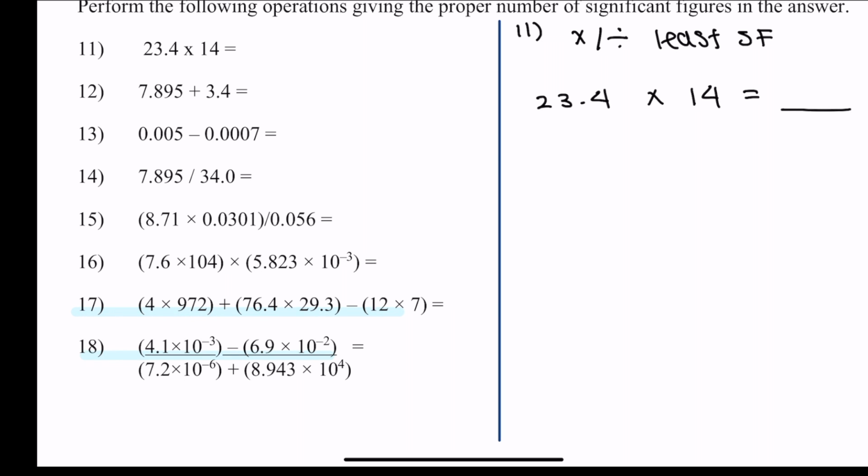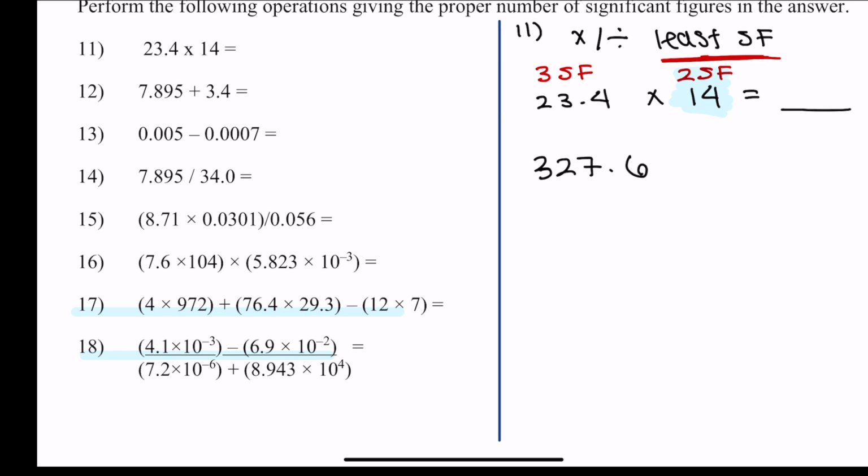Okay? So number 11. Since this is multiplication, we're concerned about the sig fig, not decimal places. So let's count how many sig fig each number has. This has 3 sig fig, this has 2 sig fig. And since we want the least, it'll be 2 sig fig in the answer. So if I multiply this out, don't round up, I get 327.6.